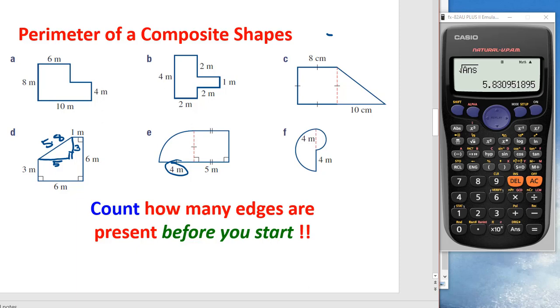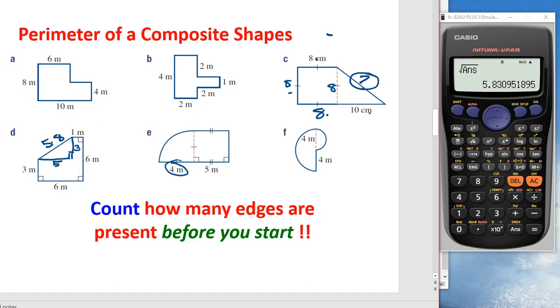For this type of one here, you've got a triangle and a square, so obviously all these sides here are 8. This side is also 8, and you can use Pythagoras' theorem, 8 squared plus 10 squared, square root that to get this side, and then your perimeter would be 8 plus 8 plus 8 plus 10 plus the mystery side here.